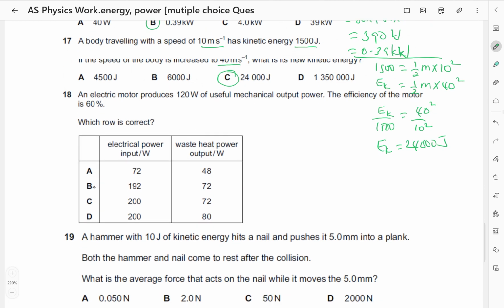An electrical motor produces 120 watts of useful mechanical output power. The efficiency of the motor is 60%. Which row is correct? So we know that efficiency should be equal to P out divided by P in. The efficiency is 60%, which is 0.6.